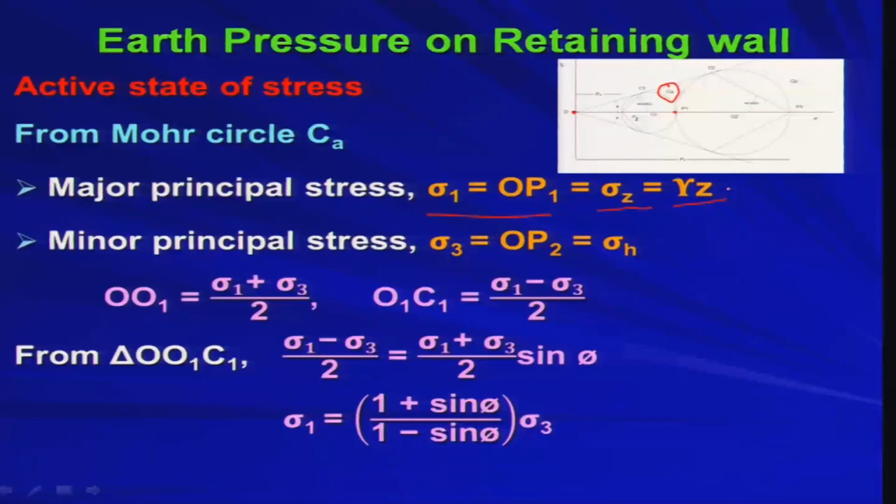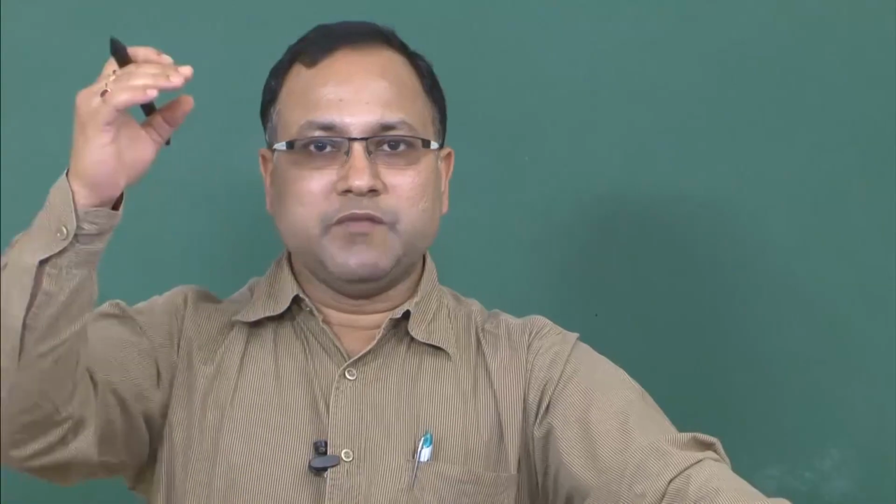stress at that point, and it is equal to gamma z, where z is any depth below the ground surface along the wall. So, z is 0 means top of the wall, z is h means bottom of the wall. So, z is varying from 0 to h.